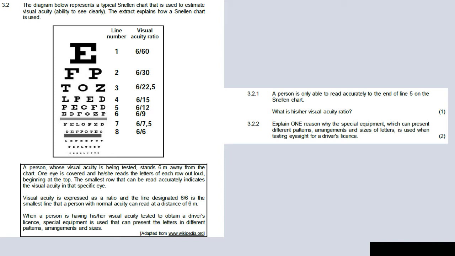3.2.1. A person is only able to read accurately to the end of line 5 at the Snellen chart. What is his or her visual acuity ratio? 3.2.2. Explain one reason why the special equipment, which can represent different patterns, arrangements, and sizes of letters, is used when testing eyesight for a driver's license.